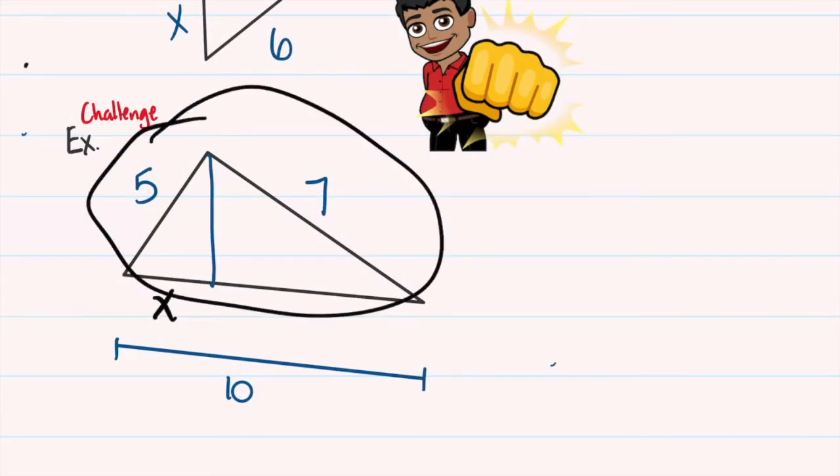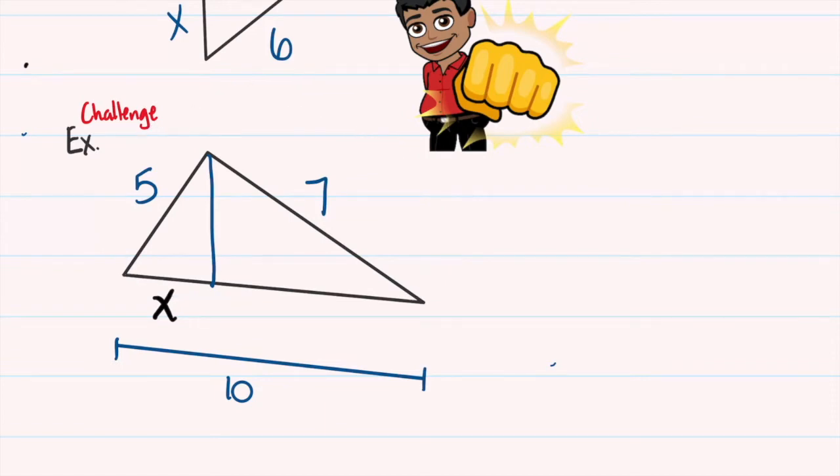And we have two triangles inside a bigger triangle, and we've got to figure out how to find the letter X. Well, since these two triangles are inside the bigger triangle, we know they are similar to each other, so we need to create a ratio. And a ratio works like this.